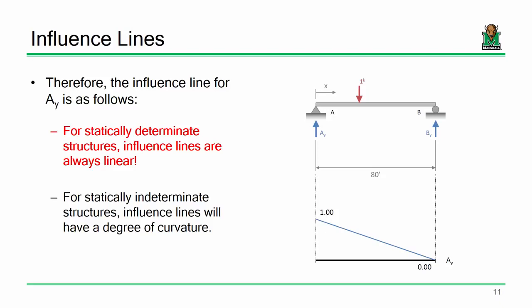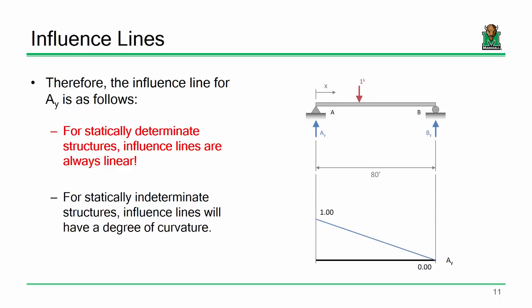Now, going back to a concept that might be a little fuzzy, but it's okay. We're here for a little bit of review. This structure is statically determinate, and what that means is that there are as many unknowns as there are equations of equilibrium. I've got 2 unknown support reactions here, 1 unknown support reaction there, so 3 unknowns, and I've got sum of forces in the x direction, sum of forces in the y direction, and sum of moments. So that's a statically determinate structure. Whenever you're dealing with a structure that's statically determinate, influence lines are always linear, always.